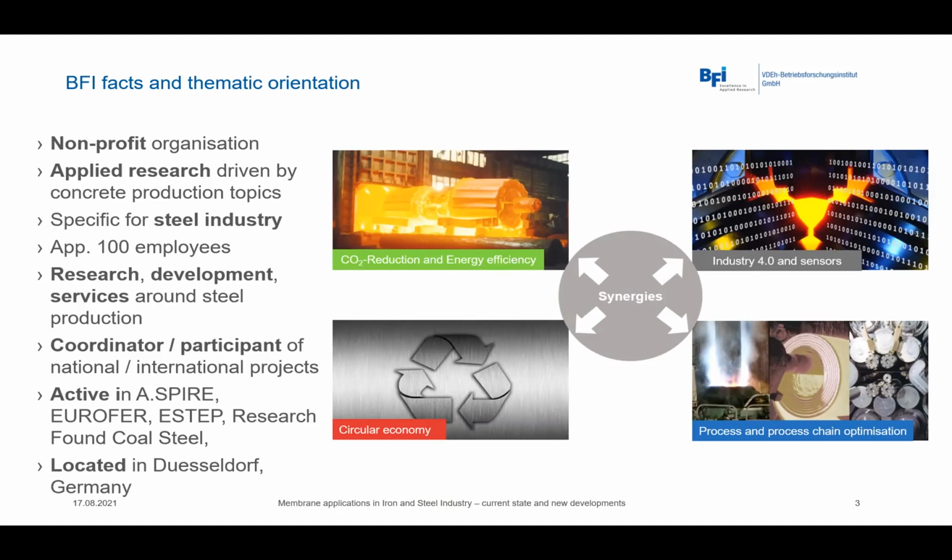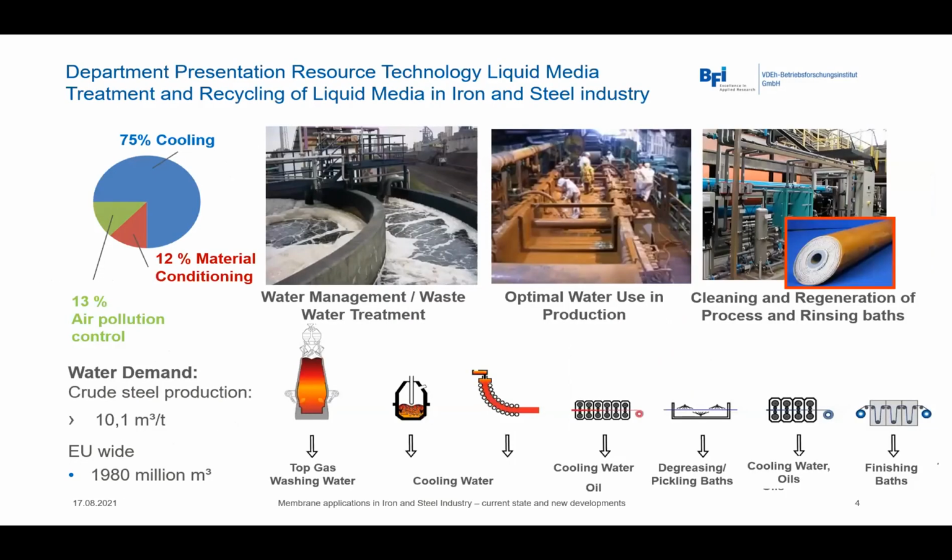And today and in the last days, I saw a lot of things where we have the same challenges we have to deal with, especially when it comes to water and how to treat water and recover valuable materials. So BFI has 4 big areas we are working on: Industry 4.0, process optimization, circular economy, and CO2 reduction. And when we are talking about circular economy and process optimization, then we will come to water. And water is a main issue for the steel industry. Without water, no steel production.